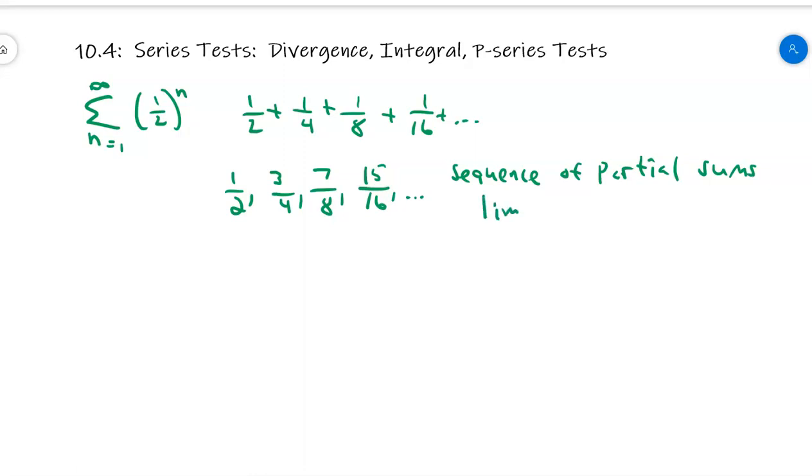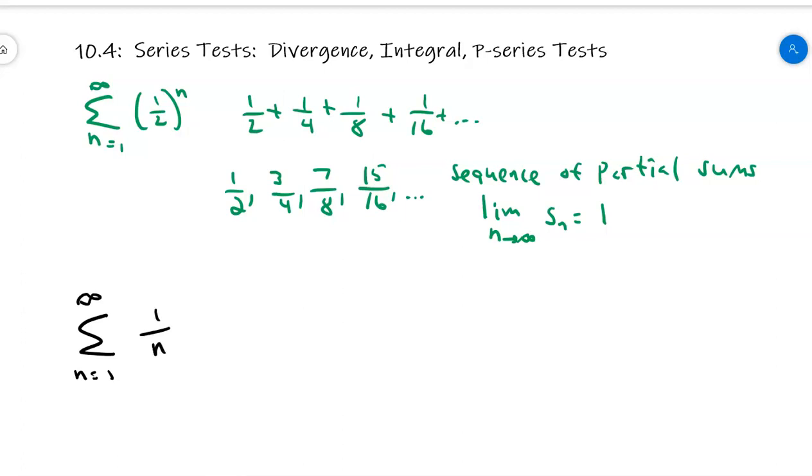So in this case, if we take the limit as n approaches infinity of the nth partial sum, it looks like we're heading towards 1, right? 1/2, 3/4, 7/8, 15/16. If you wanted to turn that into decimals, you could, and you could see that we were heading towards 1. What if we tried something else? What if we looked at the sum from n equals 1 to infinity of 1 over n?